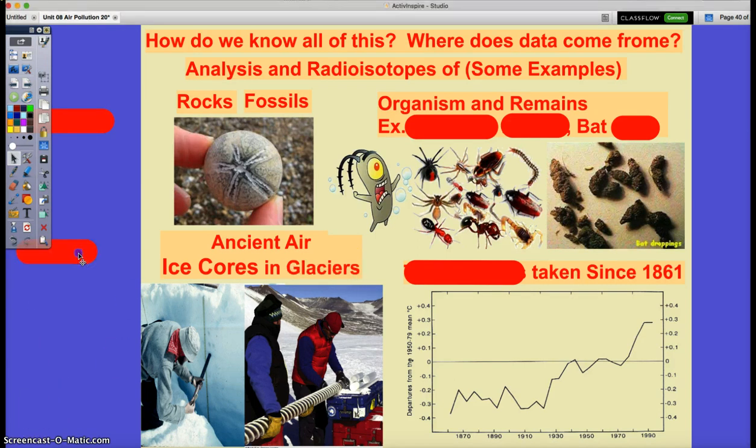Good. Glaciers, which is what they're pulling there, and if you look really closely at the picture, they're pulling an ice core out of the glacier. And what they're doing is taking samples of compounds, really.